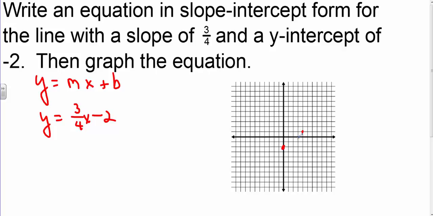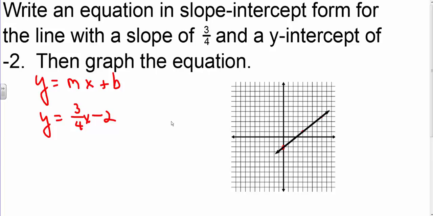Now you can graph it with 2 points. If you're using a straight edge, a ruler, or something like that, you can graph it with 2 points. I really think that it's best to have 3 points because it guarantees the line is going to be a more accurate line. So we go up 1, 2, 3, and 1, 2, 3, 4 to the right, and we put another dot, and now we draw our line, and you've graphed y equals 3/4 x minus 2.